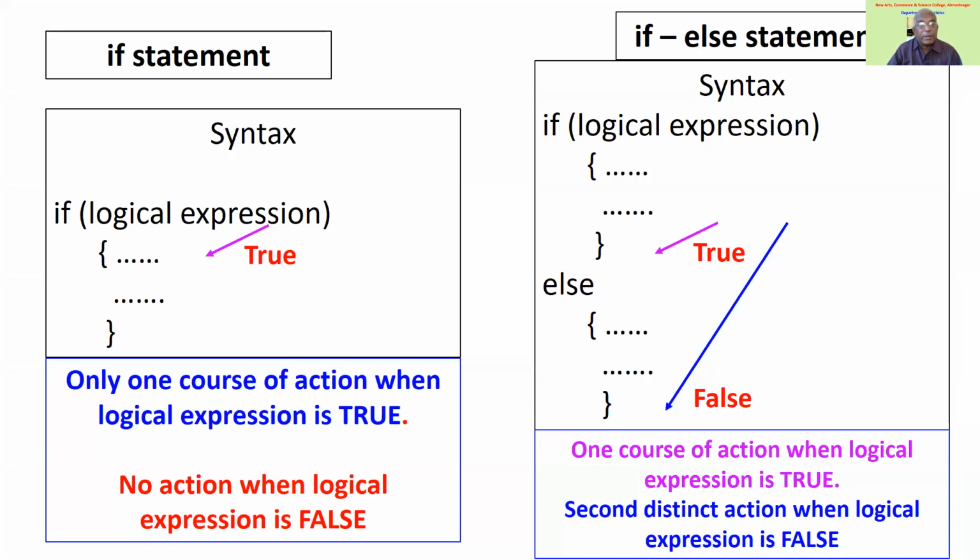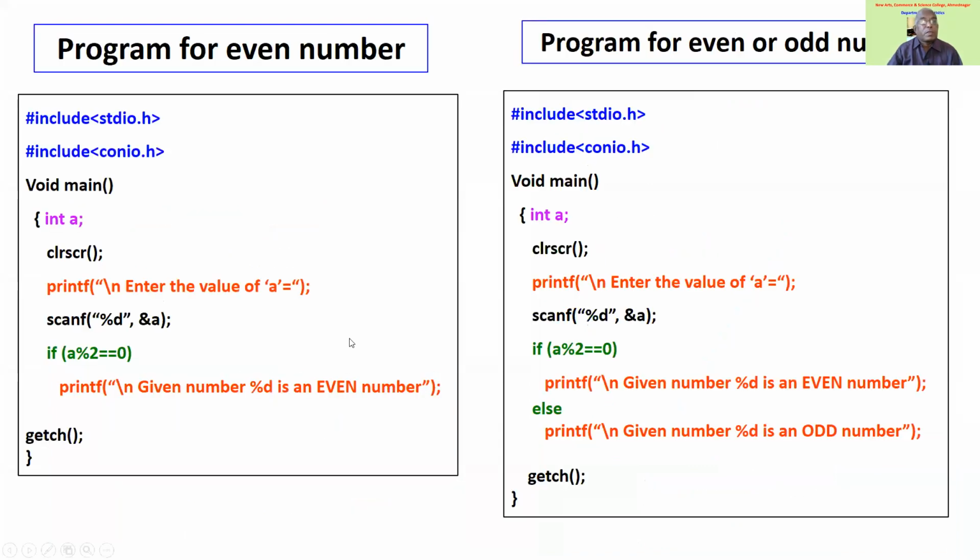You have to decide whether you want to take action only under a true case, or take care of both true and false. Okay. Now I will give you some programs. See, this is the program for even numbers. Give me a number, and I want to tell you whether it is an even number or an odd number. And the computer will do this.